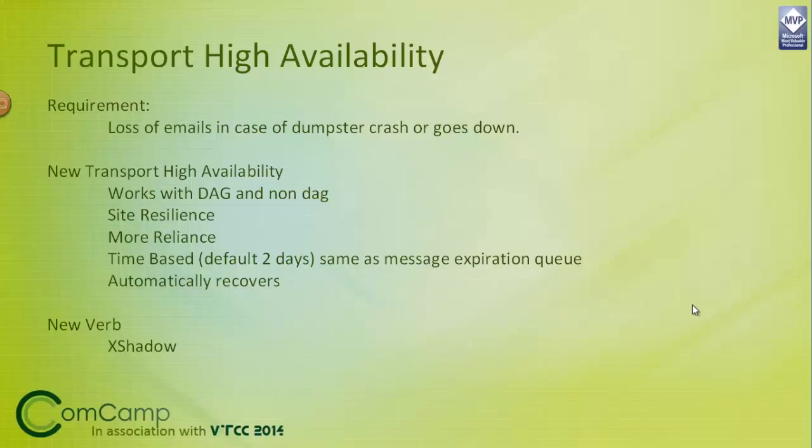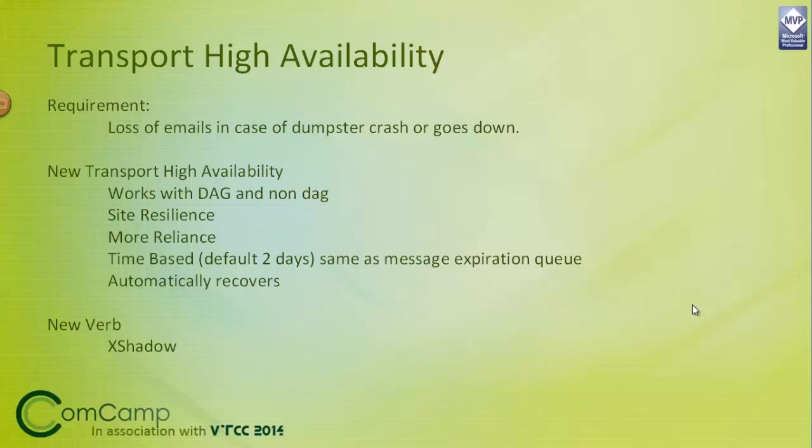All right, so let's talk about the new high availability feature in Exchange 2013. In Exchange 2013, we have a new high availability feature which works with DAG and non-DAG. In a DAG configuration, DAG is the transport boundary of this high availability. In non-DAG configuration, the Active Directory site is the transport boundary. We need a minimum of two servers to get the high availability. That's pretty obvious. We have the site resiliency, which comes when it is on the DAG.